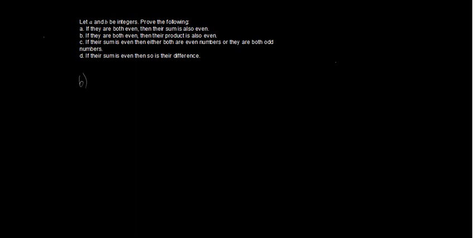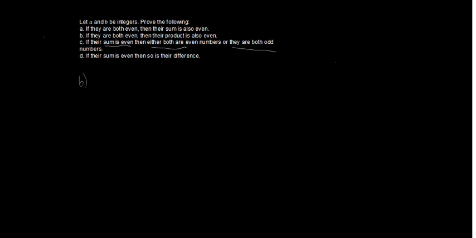So, if their sum is even, then both are even, or they are both odd. Now this one over here is a proof by cases. A proof by cases is where you go over all the possible cases and then you prove them. So if their sum is even, then they are both even or they are both odd. Over here we have two cases: one where both integers are even and one where both integers are odd.